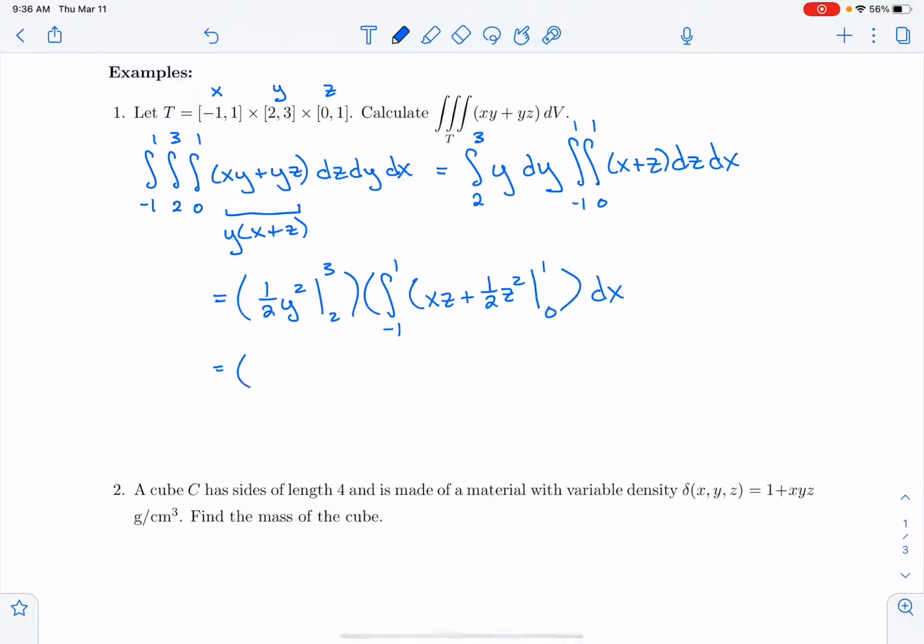Well, this is going to become, let's see, 3 squared is 9, so we're going to get 9 halves minus, and then we're going to get 2 squared, which is 4 over 2. And then for the double integral that we're still evaluating there, we're going to integrate from -1 to 1. Now I'm going to evaluate at z equals 1. I'm going to get x plus a half. And when I evaluate at z equals 0, I'm going to get 0. So I'm going to integrate that dx.